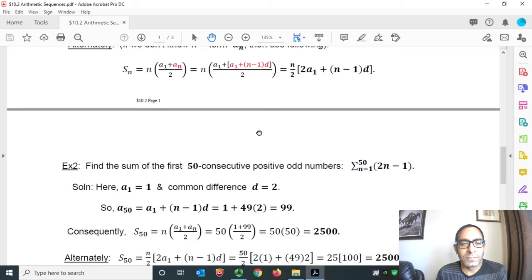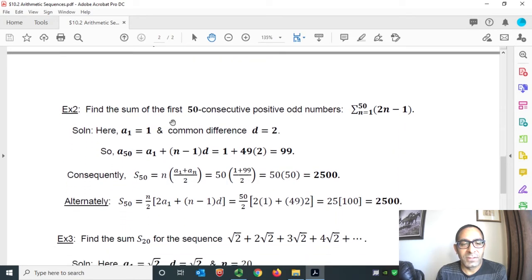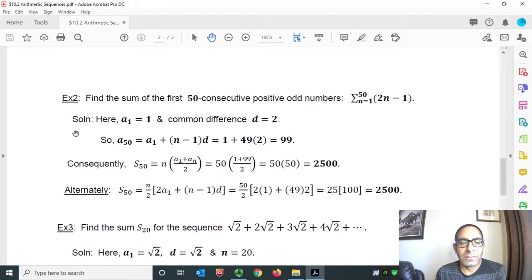Let's do example 2. Find the sum of the first 50 consecutive positive odd numbers. That is, find the sum of 2n minus 1 where n runs from 1 to 50. Solution. So let's begin the solution. Here a1 is 1 and the common difference is 2. So the first term is 1. Put n equals 1 here. Then 2 times 1 minus 1 is 2 minus 1, which is 1. So the first term is 1. And in the odd numbers, the common difference is 2.